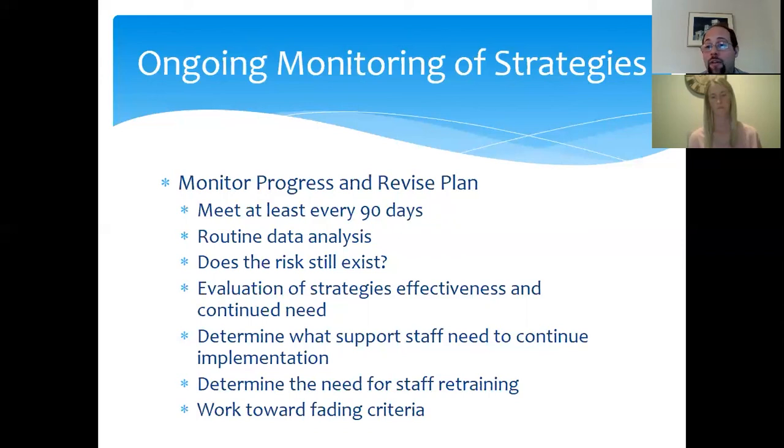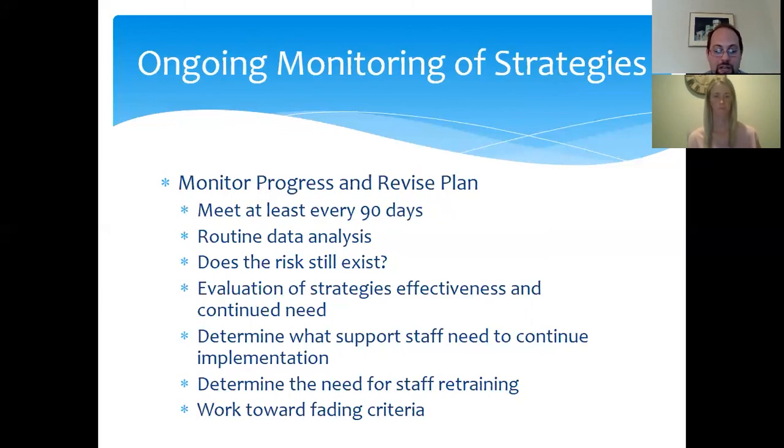If we find that there is no risk present, we're going to need to talk about removing strategies from the plan. This is very specifically referring to restrictive measures. If somebody's risk is no longer present, if we find that they have met a fading criteria for that, a restrictive measure has to be removed in this case.